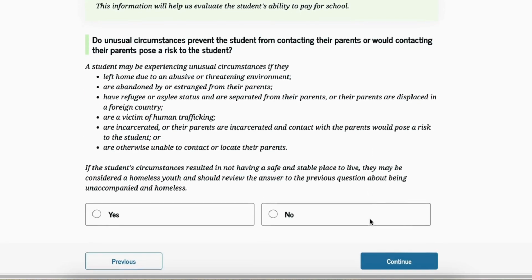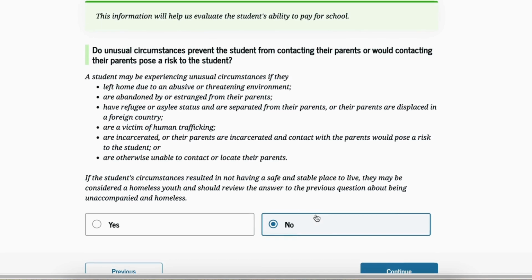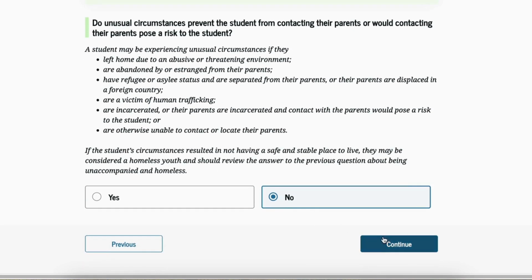If there are any unusual circumstances that prevent the student from contacting their parent, they would select yes. For the purposes of this one, I am also going to say no for this because for the most part, students will not have to say yes. So I'm going to say no.